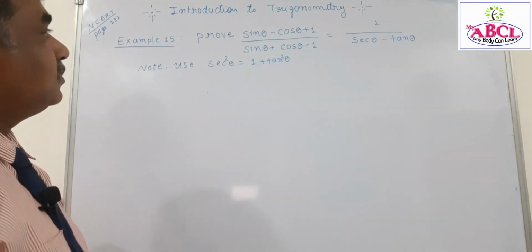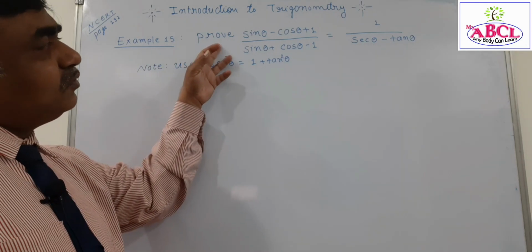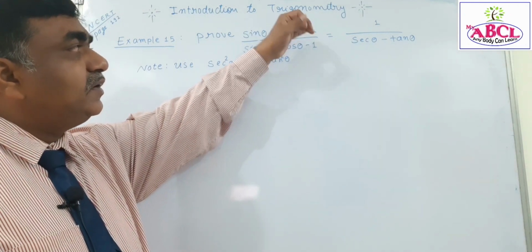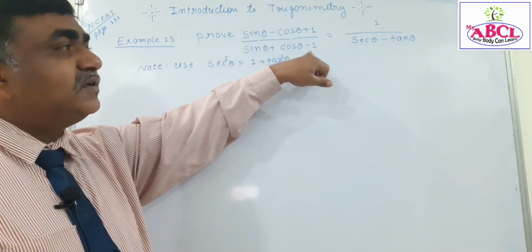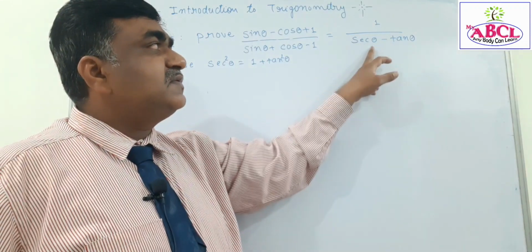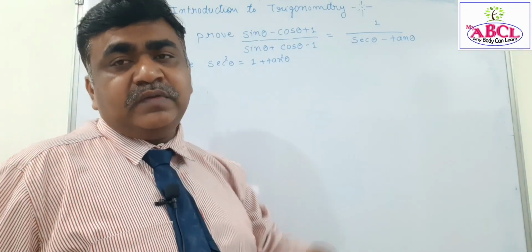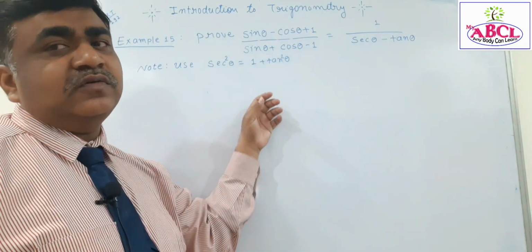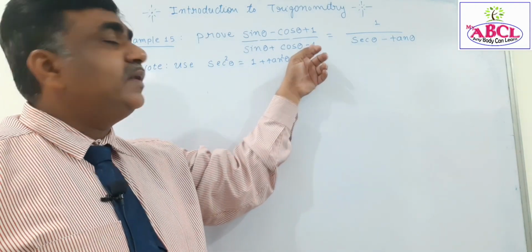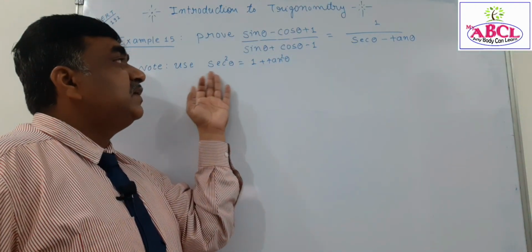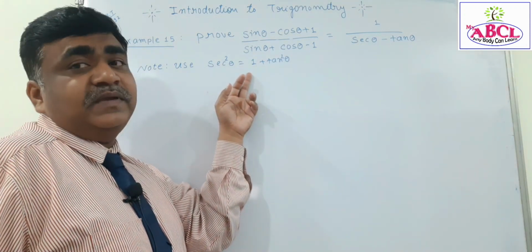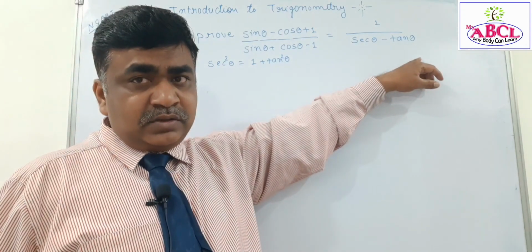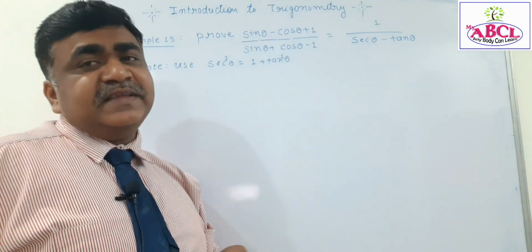Okay. So here we need to prove that (sin theta minus cos theta plus 1) in the denominator (sin theta plus cos theta minus 1) is equal to 1 upon sec theta minus tan theta. Generally we always convert our left hand side to sin and cos, but look, it is already in sin and cos. And we have been given to use this identity, sec square theta is equal to 1 plus tan square theta. So first of all, our answer is in sec and tan, so it's ideal to convert this sin and cos into sec and tan.